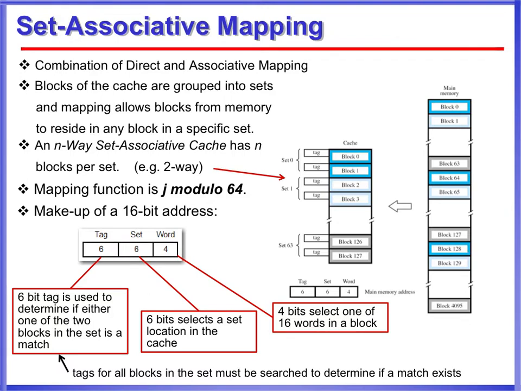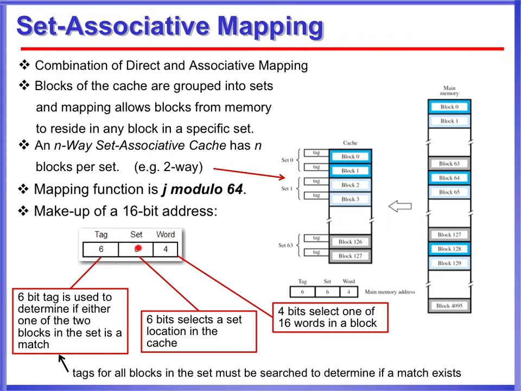Actually, for every one of these blocks, all 16 words in here will have the same 6-bit tag. All 16 words in here will have the same tag, which will be different than this tag. Every block here, all the words in each block will have the same tag, but the tag will be different for each one of these blocks, because it's the 6 most significant bits.